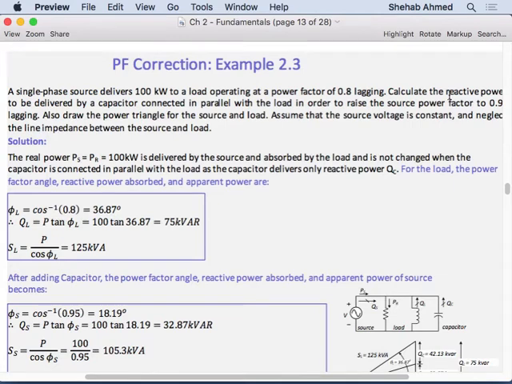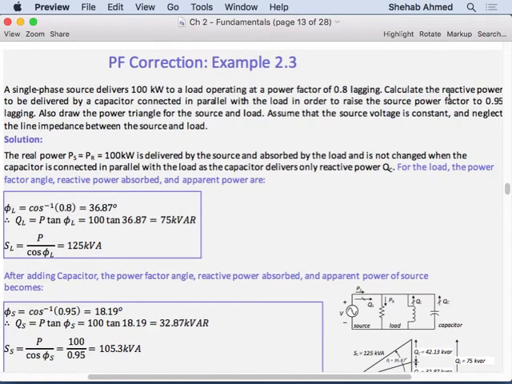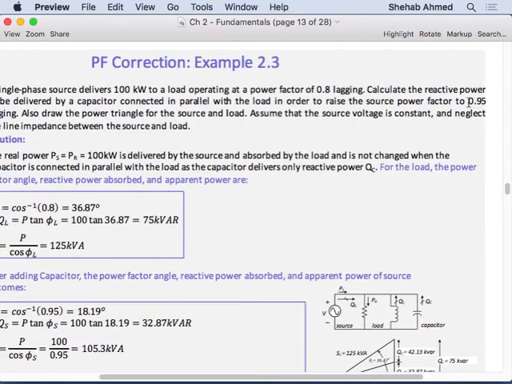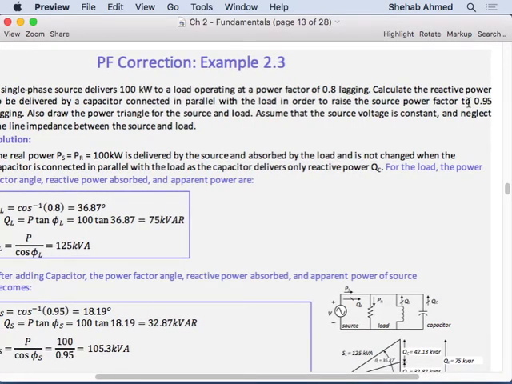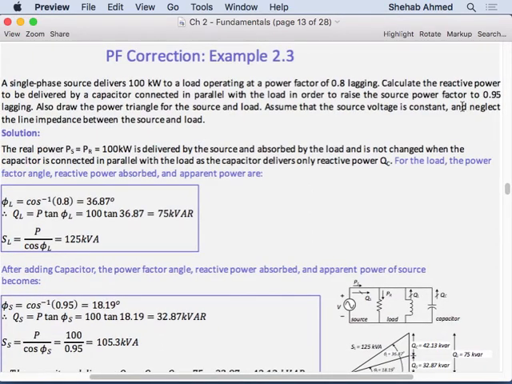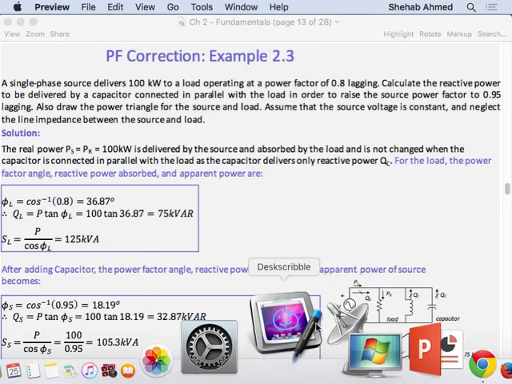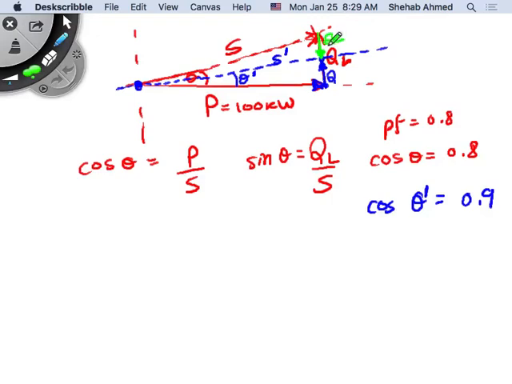So calculate the reactive power to be delivered by a capacitor connected in parallel with the load in order to raise the source power factor to 0.95, not 0.9, sorry. But anyway, it doesn't matter. We did 0.9, but they asked for 0.95. So basically they're asking for this value of QC that we had to add to bring this point down to a certain level where this theta prime corresponds to 0.95, not 0.9. Okay?